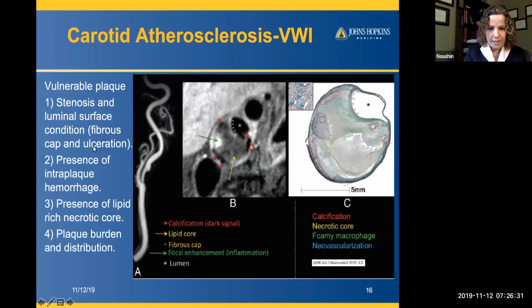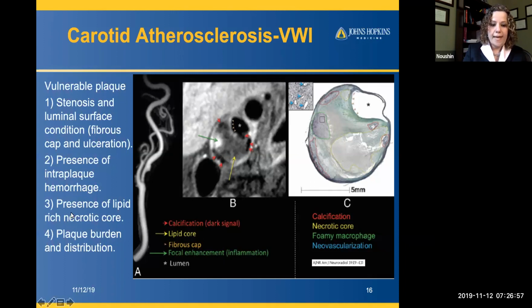Obviously ulceration is a sign of vulnerability of a plaque. Enhancing fibrous cap is a sign of vulnerability of the plaque. If you see intraplaque hemorrhage, this is not shown in here, but if you see intraplaque hemorrhage, that's also a sign that this plaque might have been unstable or may be unstable. Presence of lipid-rich necrotic core is also a sign of instability or vulnerable plaque.